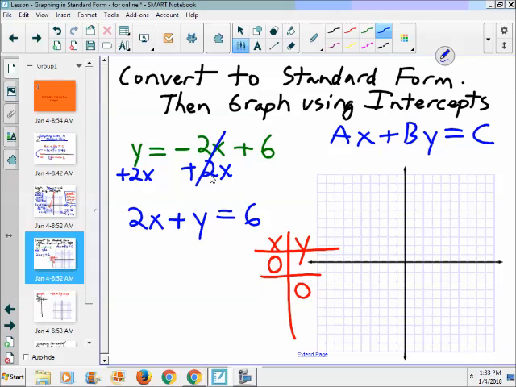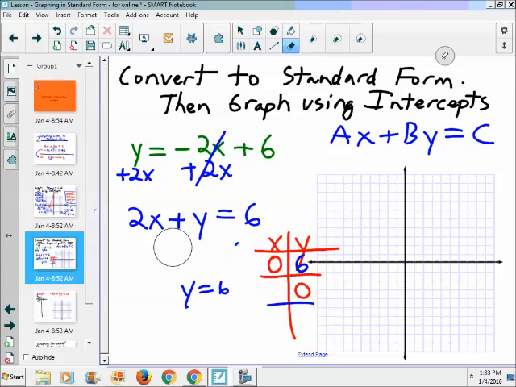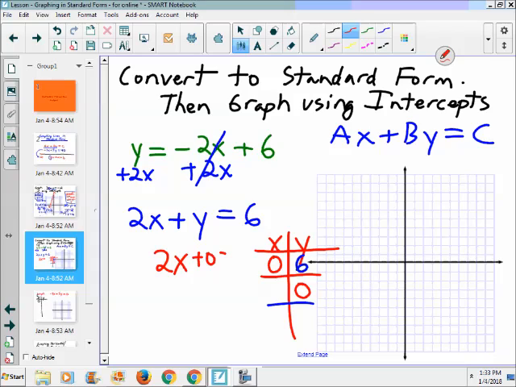For the first one here, we're going to plug in 0 for x. So we're going to have 2 times 0 plus y equals 6. These will cancel. y equals 6. So therefore, 0, 6 is our y-intercept. To find our x-intercept, we let y be 0. So if we put 0 in for y, we're going to have 2x plus 0 equals 6. That goes away. 2x equals 6. x equals 3. Therefore, our x-intercept is 3, 0.